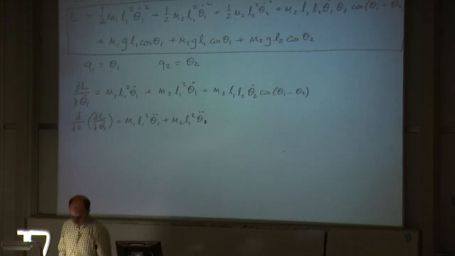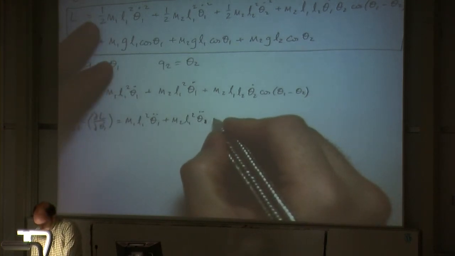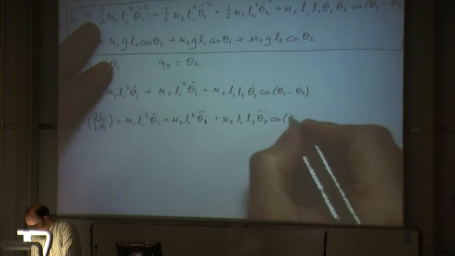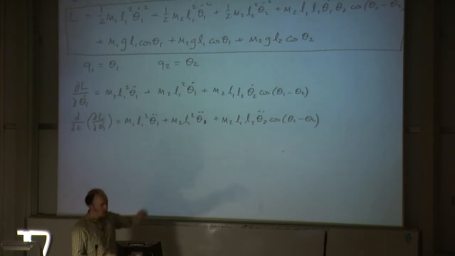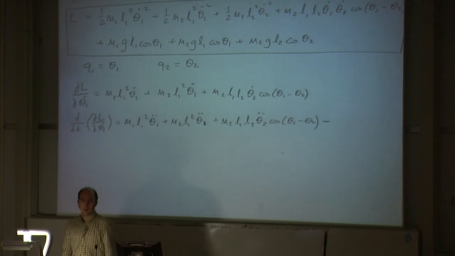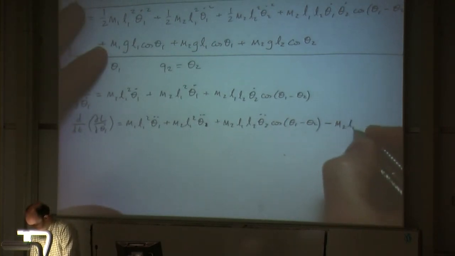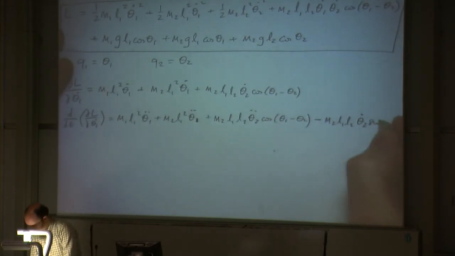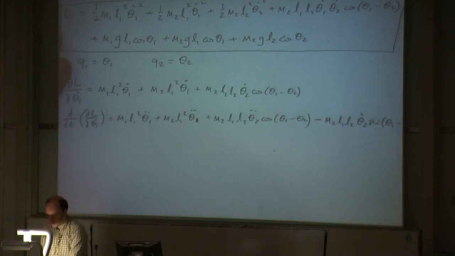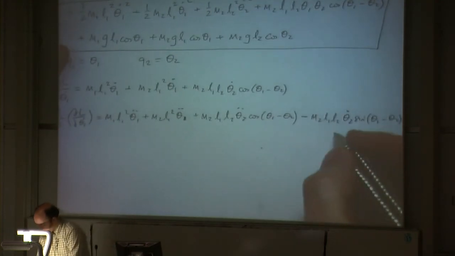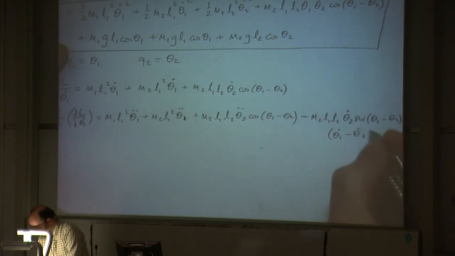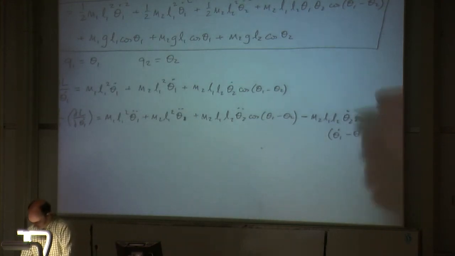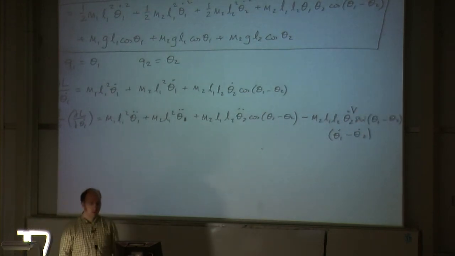And it's a product, there's two derivatives, so we use the product rule, and we multiply it out. So we've got plus M2 L1 L2 theta 2 double dot cosine of theta 1 minus theta 2. And then we've got to do the stuff inside the cosine. So we have a minus, because the derivative of cosine is minus sine. M2 L1 L2 theta 2 dot on its own, sine of theta 1 minus theta 2. But then we need to take the derivative of theta 1 minus theta 2, so this is multiplied by theta 1 dot minus theta 2 dot. Let's just put that in there to make it easier to read.